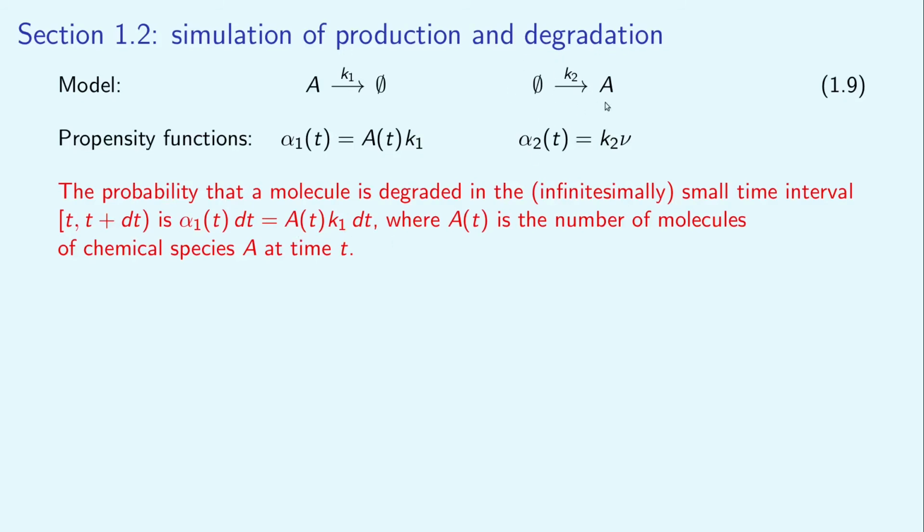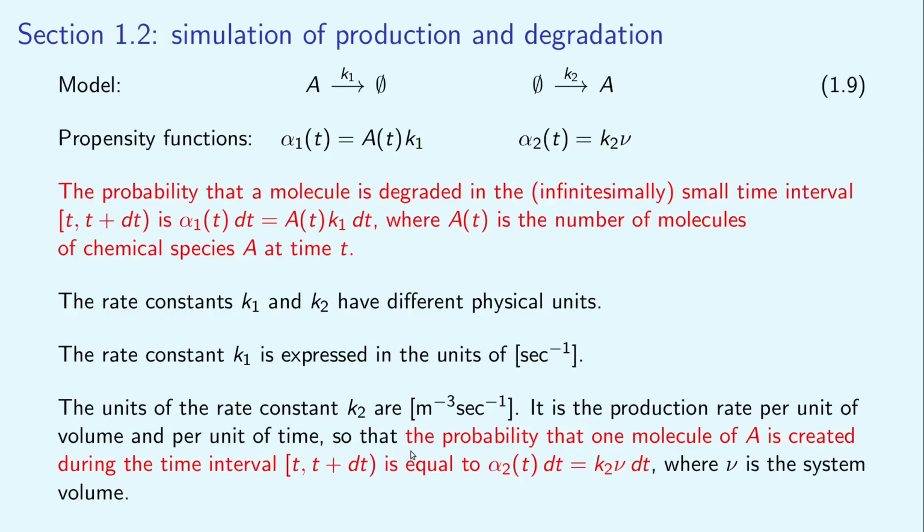The second reaction is the production reaction. To formulate its probabilistic definition, we define its propensity function alpha 2 to be a constant. It is a product of the reaction rate constant k2 and the volume of the system, which we denote in this chapter by this symbol nu. With this notation, the probabilistic definition of the second reaction is given as this red definition. That is, the probability that one molecule of A is created during the time interval t to t plus dt is equal to alpha 2 times dt.